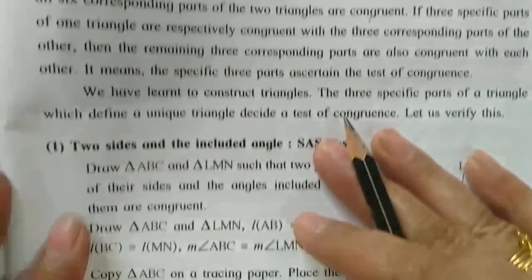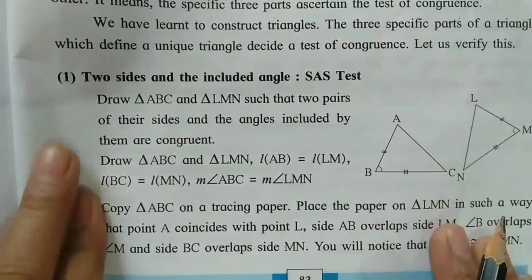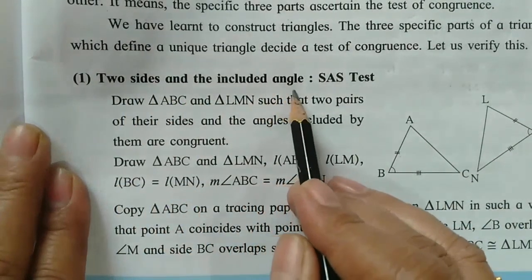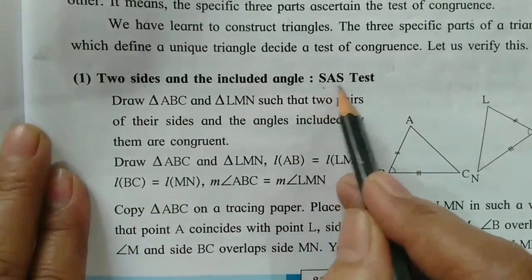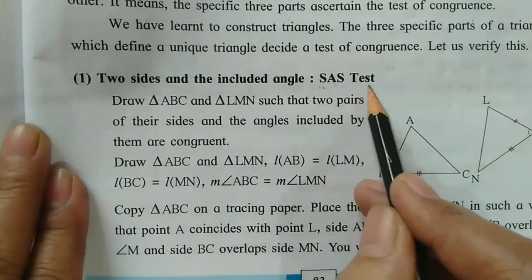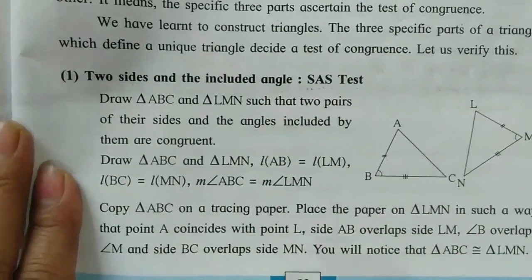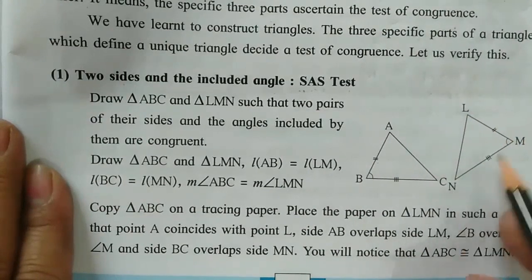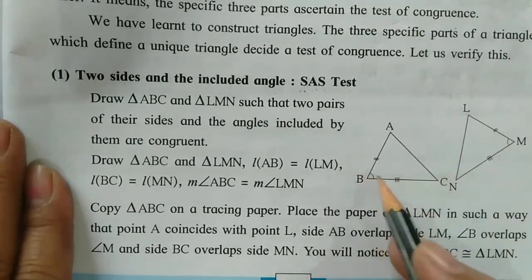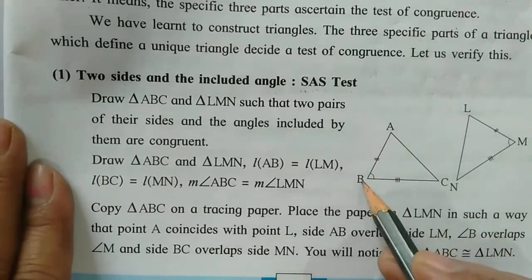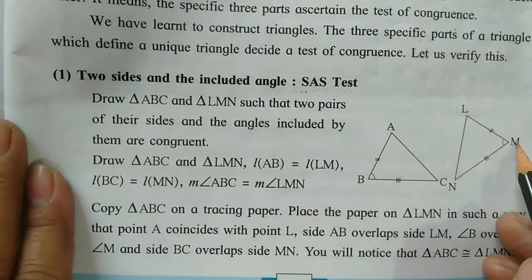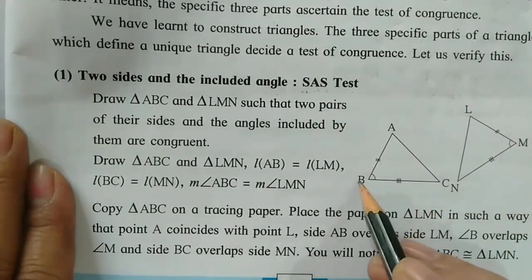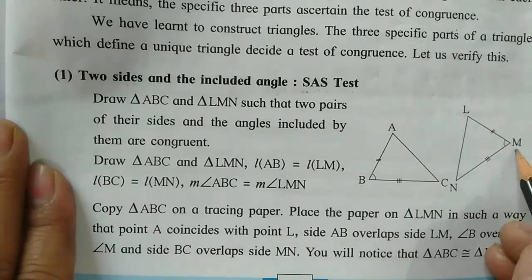So in our textbook there are 5 tests given. The first test is 2 sides and the included angle, SAS, side angle side test. See here one example is given, triangle ABC and triangle LMN. Here some identical marks are given, meaning side AB is congruent with side LM, side BC is congruent with side MN and angle B is congruent with angle M.